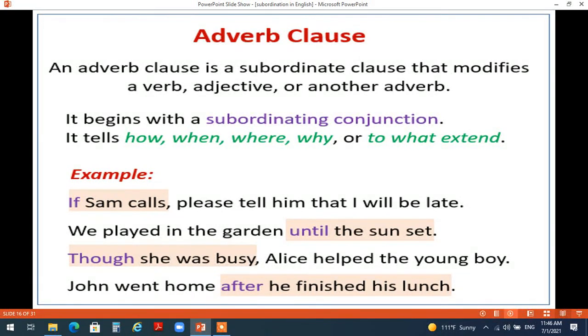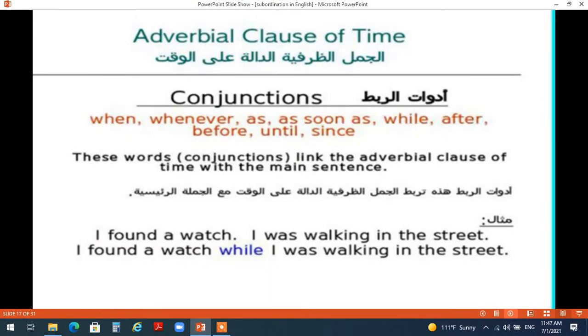John went home after he finished his lunch. After he finished his lunch, this is the subordinate clause. Its type is an adverbial clause of time because it gives information about the time. We will start with each type of adverbial clauses. We actually have several types of adverbial clauses in English.